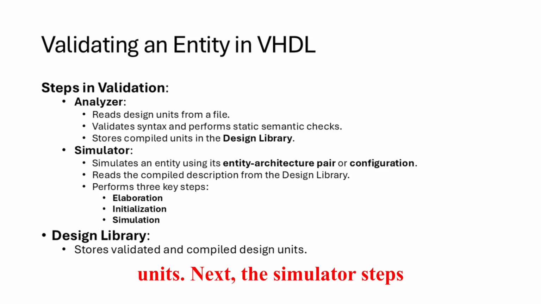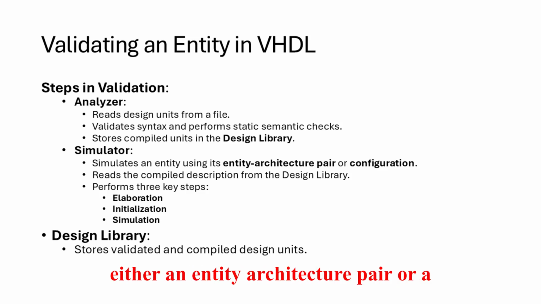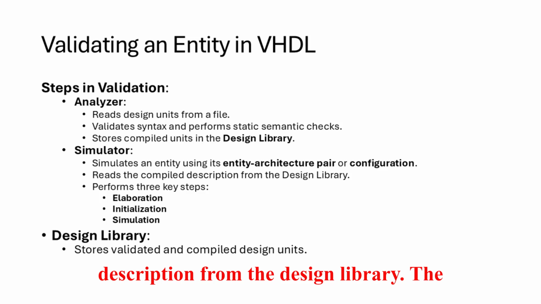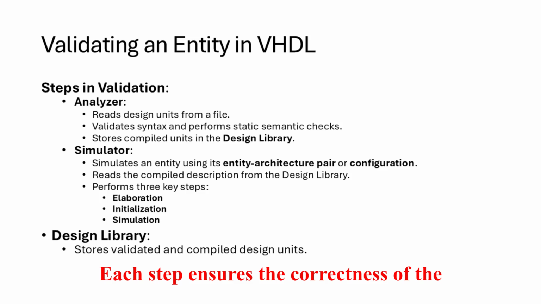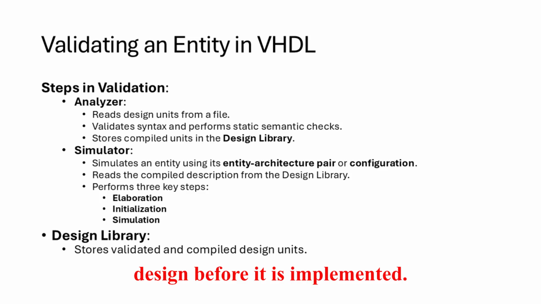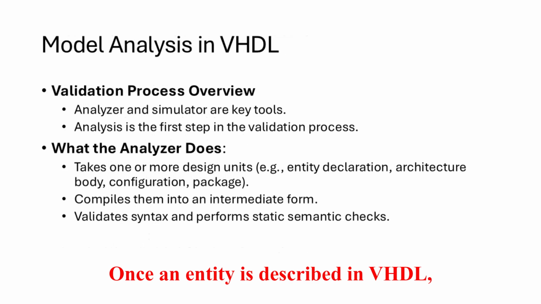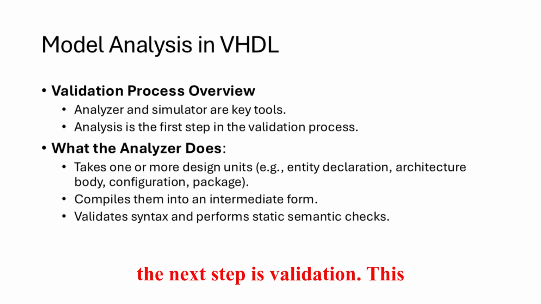Next, the simulator steps in to simulate the entity. It uses either an entity architecture pair or a configuration, fetching its compiled description from the design library. The simulation process involves three critical steps: elaboration, initialization, and simulation. Each step ensures the correctness of the design before it is implemented. Once an entity is described in VHDL, the next step is validation.